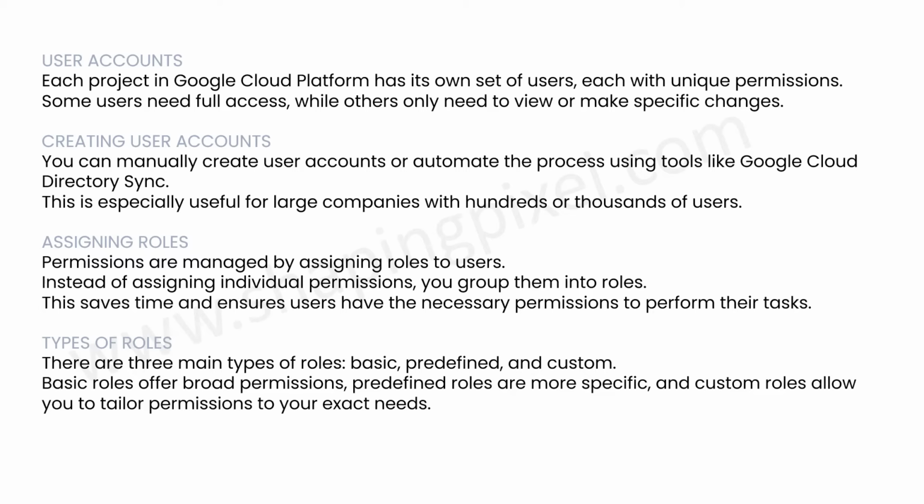There are three main types of roles: basic, predefined, and custom. Basic roles offer broad permissions, predefined roles are more specific, and custom roles allow you to tailor permissions to your exact needs. So understanding and managing your permissions is crucial. Start by assigning minimal permissions and adjust as needed. These ensure security and efficiency in your Google Cloud Platform projects.